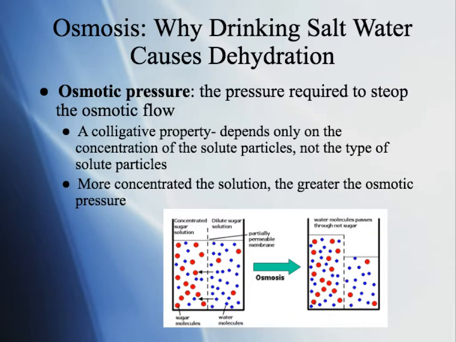Osmotic pressure is the pressure required to stop the osmotic flow. So it's the amount of pressure at which, when you reach that pressure, water stops moving from one side to the other. Osmotic pressure is also a colligative property because it just depends on the concentration of the solute particles, not on the actual types of solute particles. So you could have salt in there or sugar in there, and it's not going to affect the osmotic pressure. It's just how much of it you have in there. So the more concentrated the solution, the greater the osmotic pressure that will be reached.